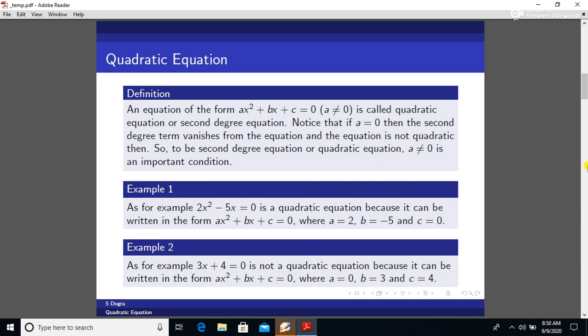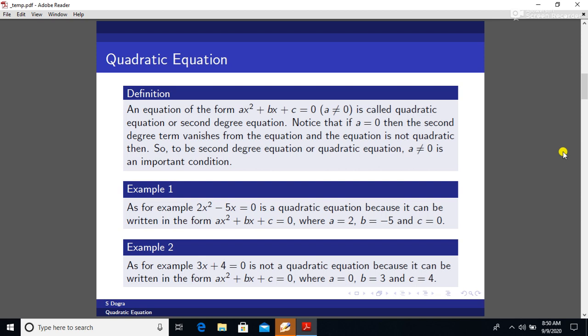is an important condition. I repeat that an equation of the form ax² + bx + c = 0 is said to be a quadratic equation or second degree equation when a ≠ 0. It is a mentionable fact that b and c may be 0.